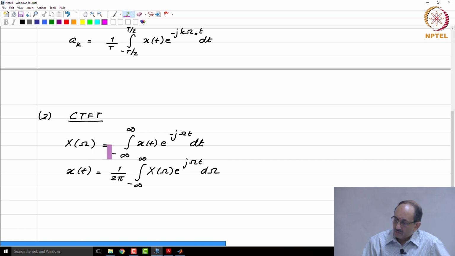Again, x of t is a continuous variable signal. t is a continuous variable as before. The only difference now is x of t is not periodic. Therefore, you can't represent x of t on a machine. And if you look at the transform X of omega, the independent variable omega is also continuous. Therefore, once again neither can you represent the signal on a machine nor its continuous time Fourier transform, because in both cases the variable is continuous.